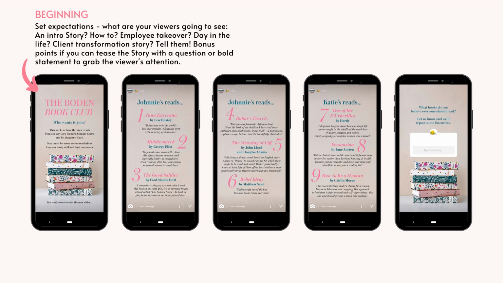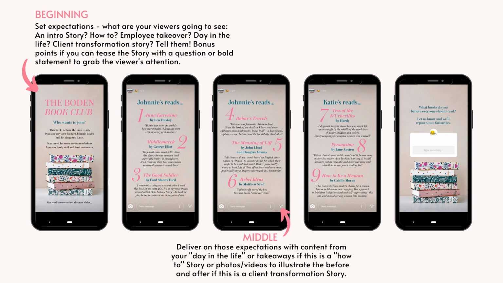So in this Instagram story, they open the story by saying, the Boden Book Club, today we're going to share the founder and his daughter, we're going to share their book recommendations. So they open that story just by letting us know what we can expect, that we are about to see some really great book recommendations from the people behind Boden. And then in the middle of that Instagram story, we get the recommendations. They share those book recommendations.